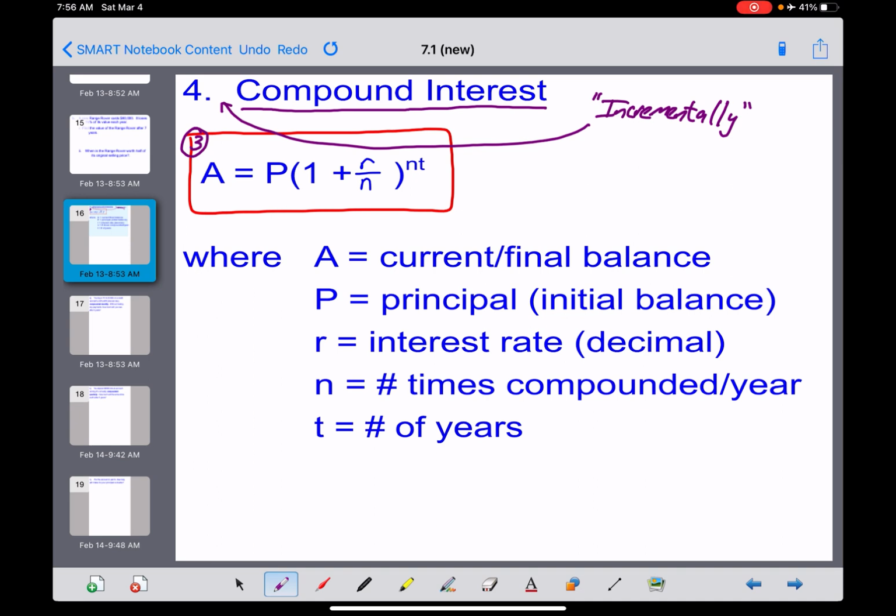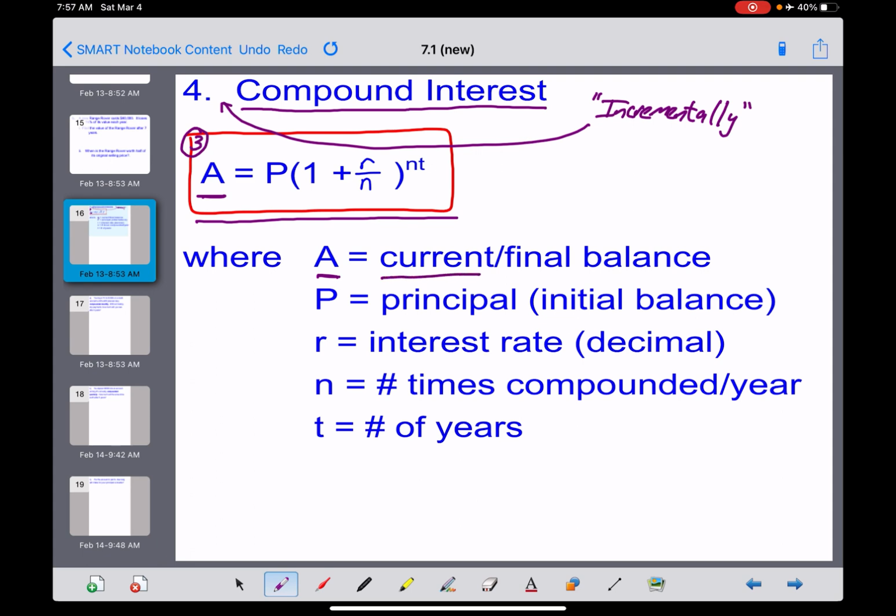So here's the formula, guys. It looks messy. A is equal to P times 1 plus R over N, all raised to the NT power. What? All right, let's talk about what every one of those variables means. In the previous two versions of this formula, the left side has just been Y. Here it's called A, but it still represents the same thing, guys.